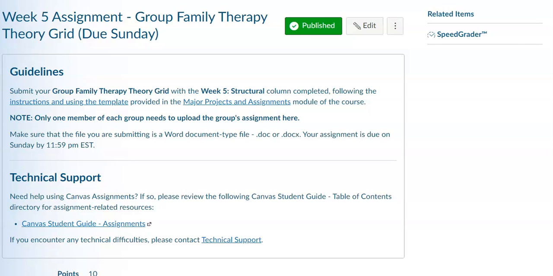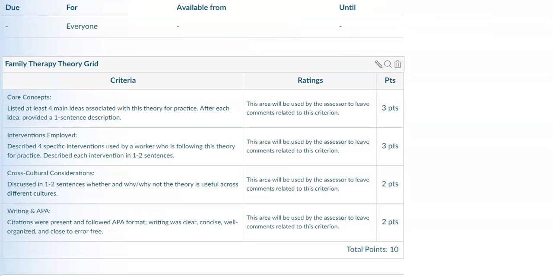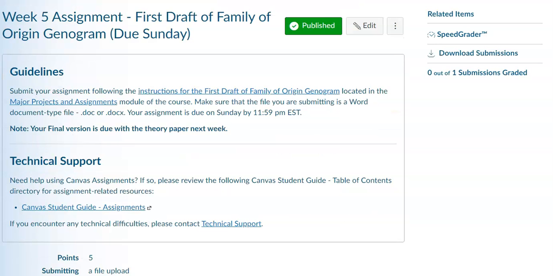We have 2 written assignments this week. One is a continuation on the group family therapy theory grid, which is due Sunday. So remember your groups. You're still working within those groups to answer the question on the grid. And then the next is a submission of your genogram. This is a first draft of your family of origin. So you're going to submit that.